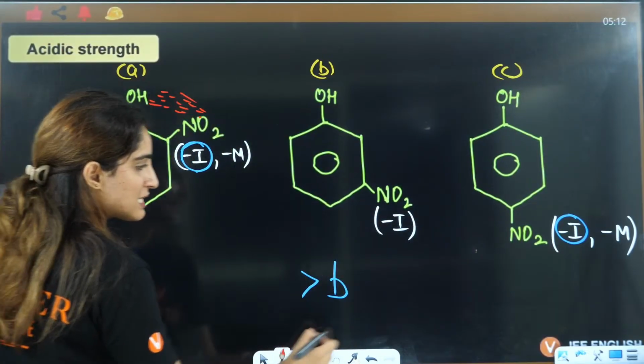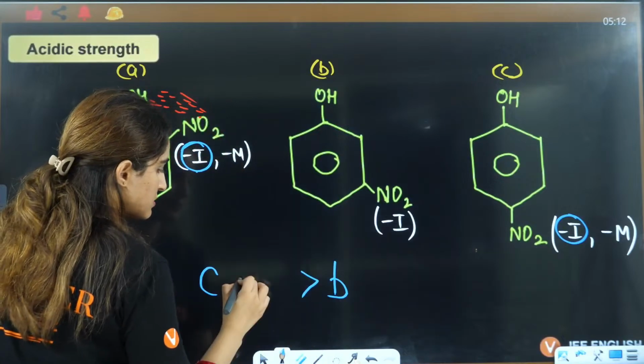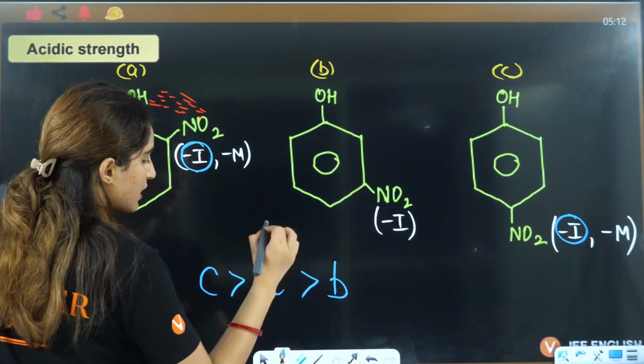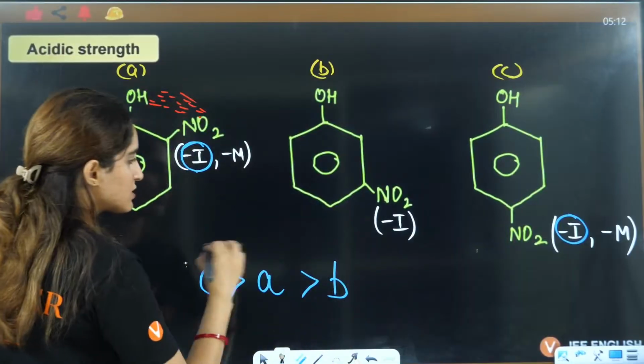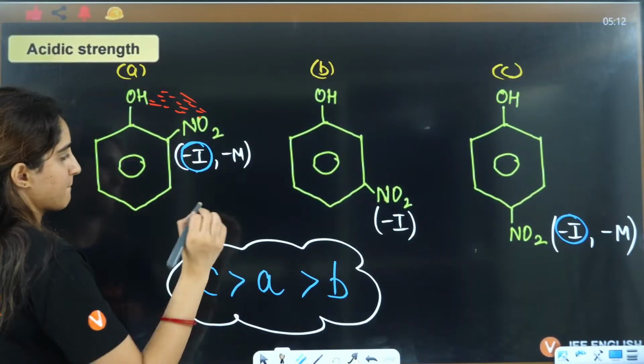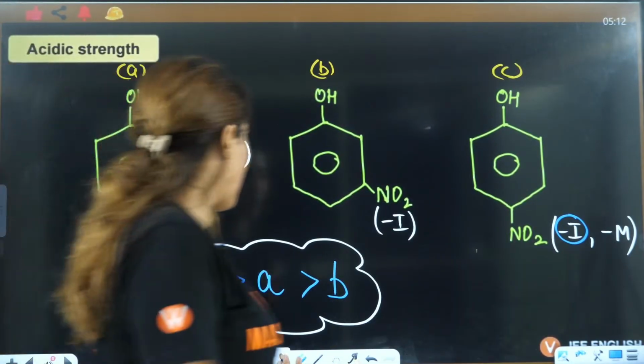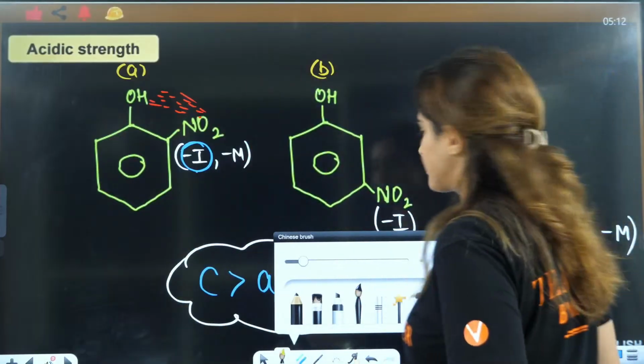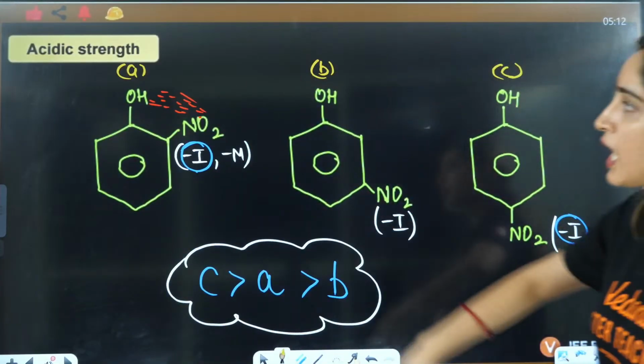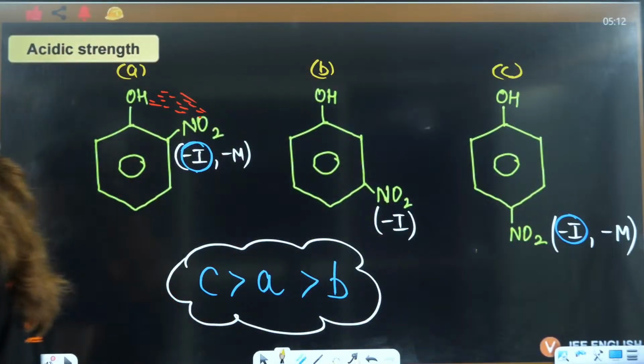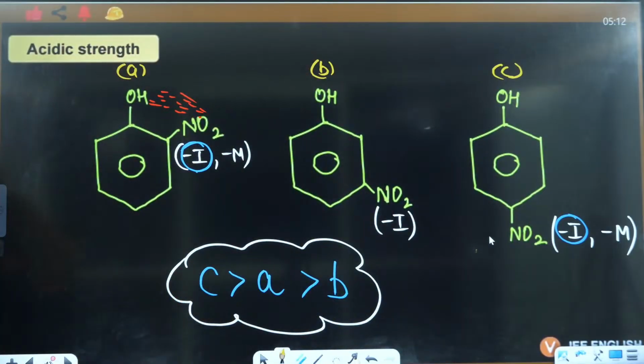So it will be C, then you have A, then you have B. So the answer will be CAB. Okay, CAB is the correct answer here, right? Because of the hydrogen bonding that you can see here. Right? Okay. Yes, everybody. Now let's start doing other questions of benzoic acid.